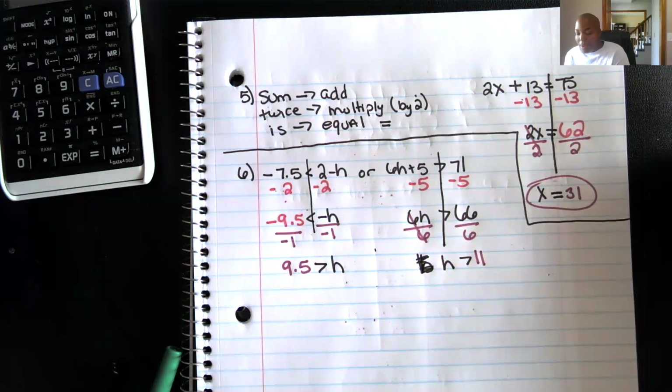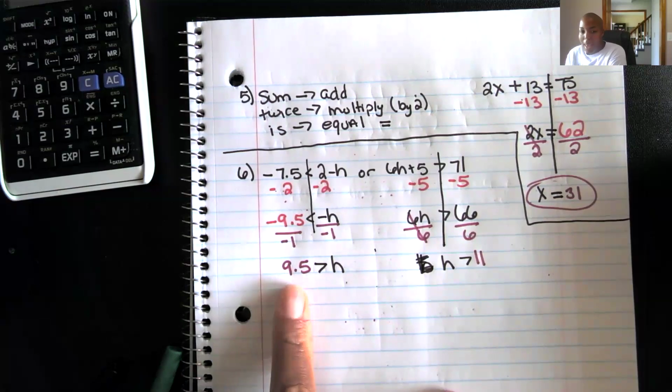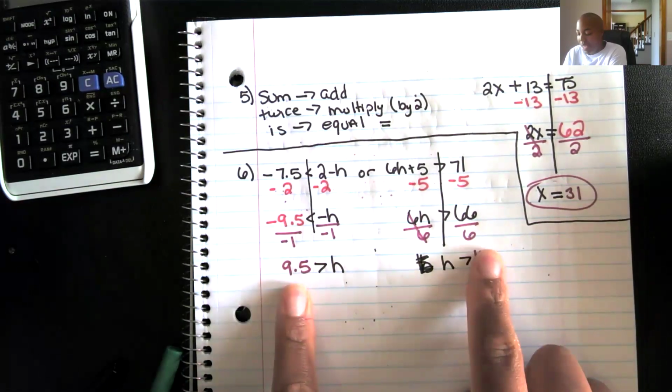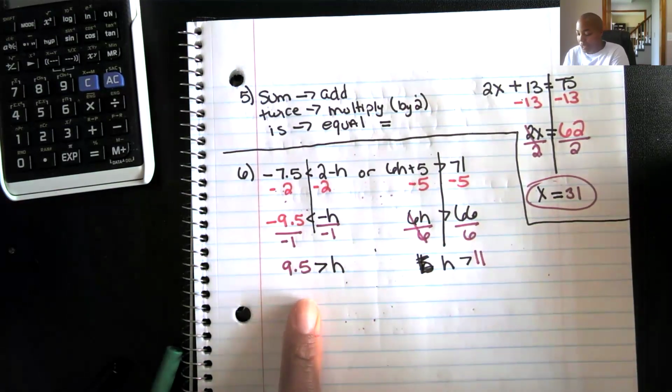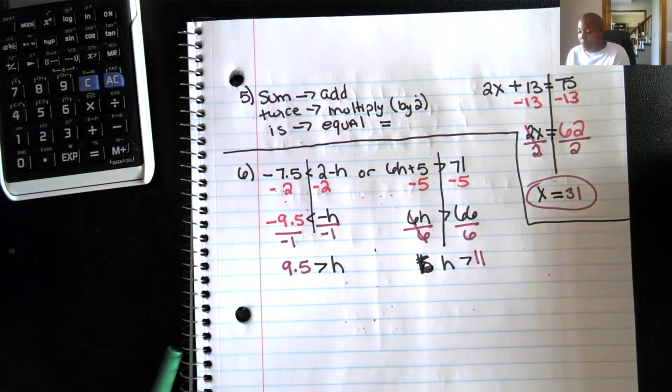Okay, now we're going to draw our number line. It doesn't have to be a super long one. It just needs to have these two numbers, 9.5 and 11. So I'm going to go 8 to 12. I think that's a pretty good spread.